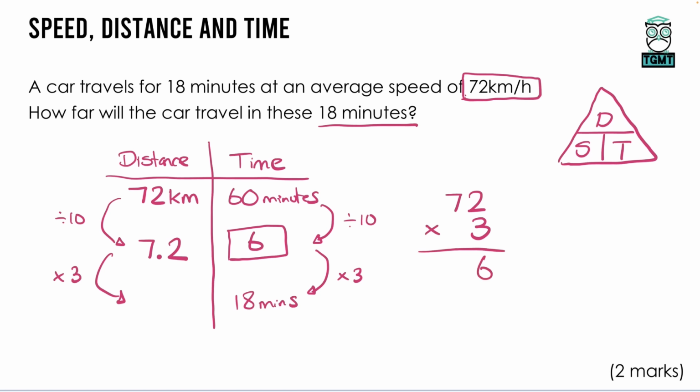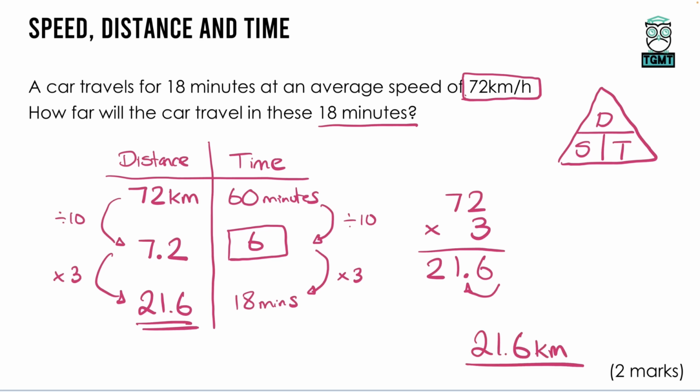So 3 times 2 is 6, 3 times 7 is 21. And then I need to put the decimal back in one place, so 21.6. So there we go. Our distance would be 21.6. So how far will the car travel? Well, it will travel 21.6 kilometres, and I've got kilometres there from the question, as it was in kilometres per hour.